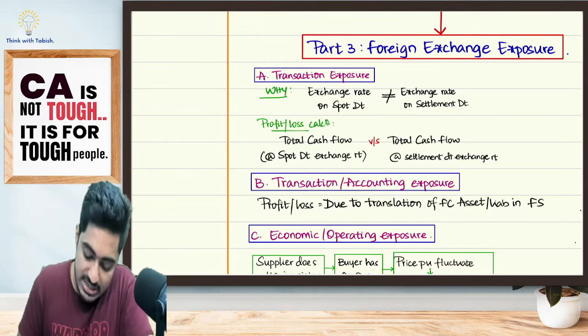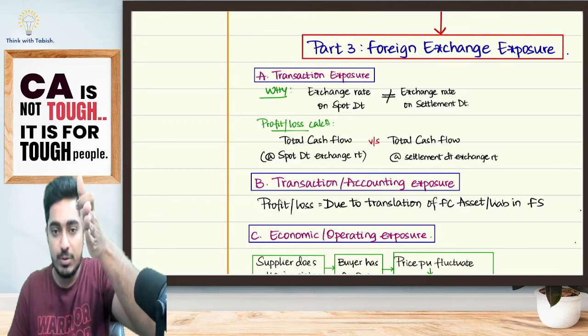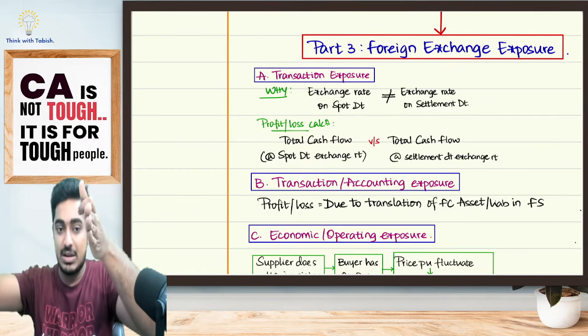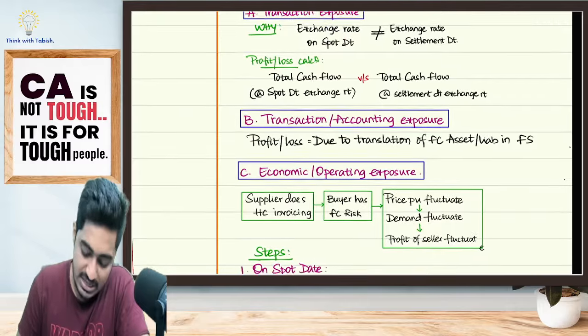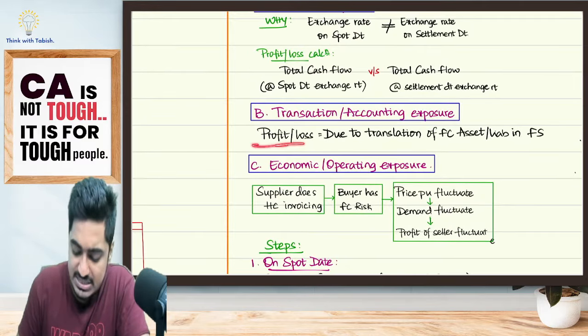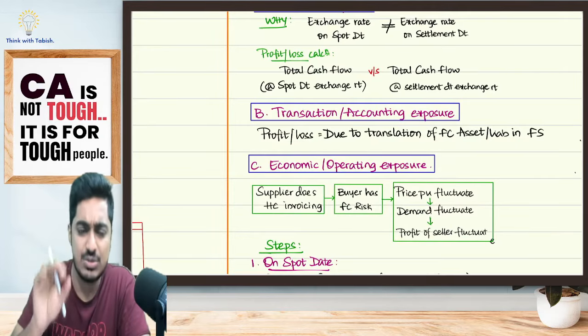So how do I calculate profit or loss? Based on today's rate, what is going to be the total profit or loss? Then, based on the future settlement date, whatever the profit or loss is, the difference is going to be the ultimate profit or loss. Translation or accounting exposure is nothing but due to translation of our items. In the financial statement, it is just a notional item.